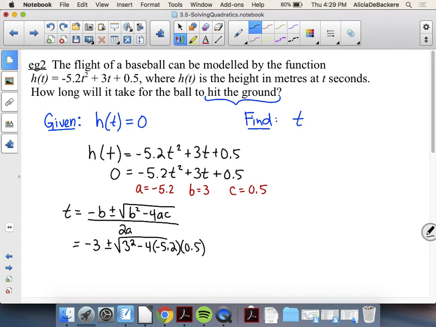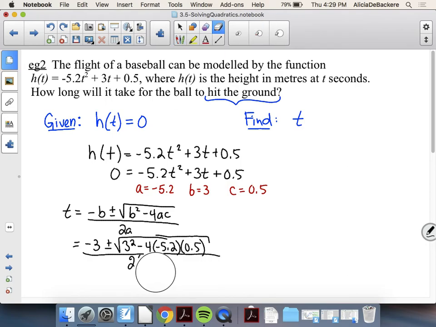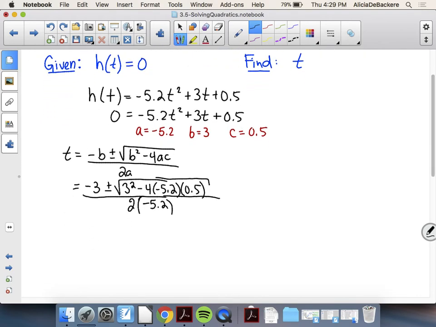Don't forget to go back and extend. I've drawn my root bar too short, so I need to come back and extend it so it goes right to the end. And then my fraction bar goes underneath all of it. Oops, I subbed in the wrong value there. And now what I'm going to do is simplify the number underneath the root and simplify the denominator.